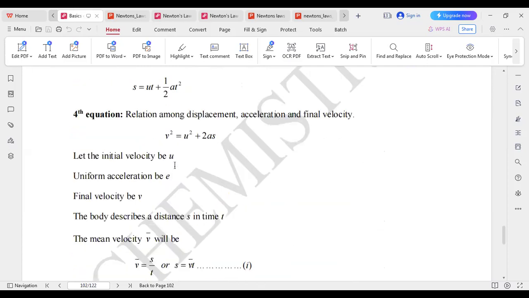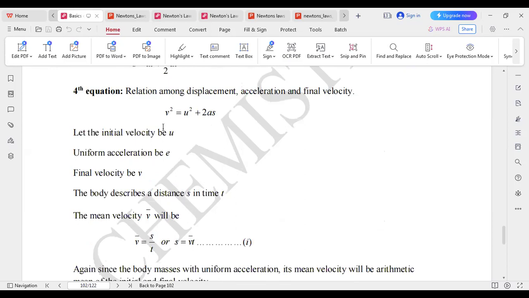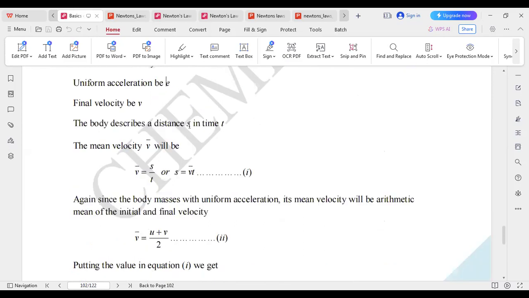Now, the fourth equation, v square equals u square plus 2as. Similarly, you can also derive this equation. The initial velocity is u and the uniform acceleration is a. This is actually a printing mistake. And the final velocity is v. Then the body describes a distance s in time t. The mean velocity, or average velocity, will be v bar equals s by t. So s equals v bar t.